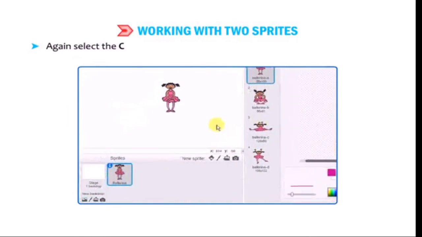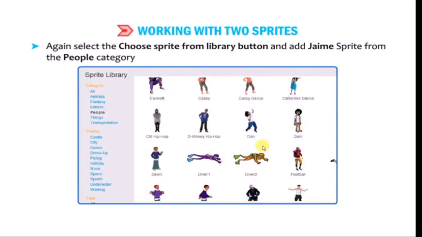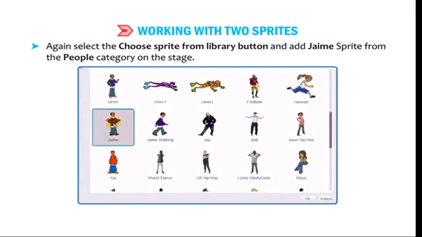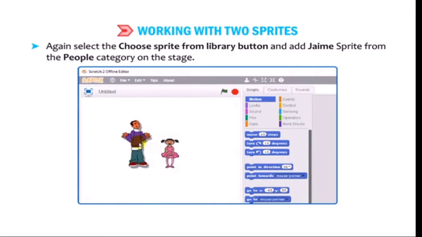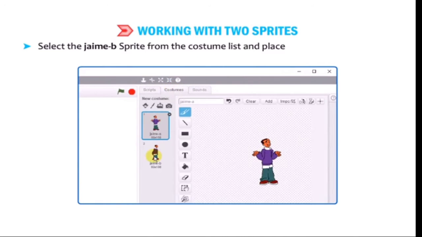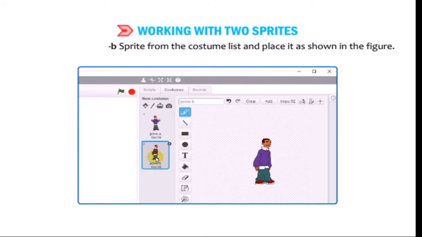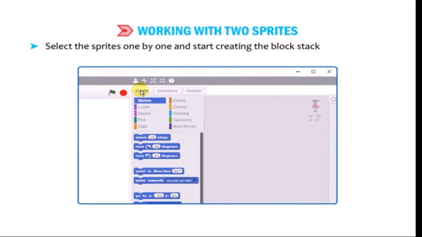Again, select the Choose Sprite from Library button and add the Jane sprite from the People category on the stage. Select the Jane B sprite from the costume list and place it as shown in the figure. Select the sprites one by one and start creating the block stack step by step in the script area.